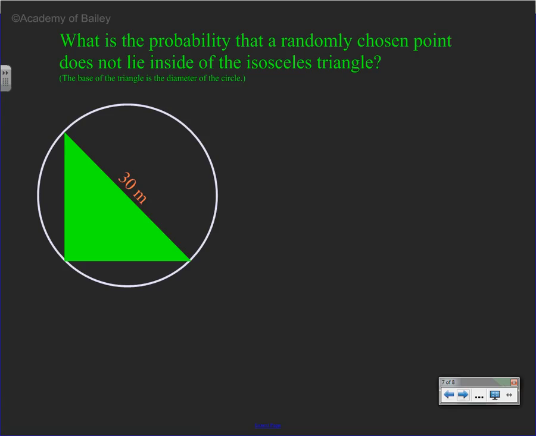Okay, and we have a circle. The circle has the diameter of 30 meters. Well, if it has a diameter of 30 meters, what's the radius? The radius is 15. So let's go ahead and put the radius is 15 meters. All right, so we have to find the probability of landing where? A randomly chosen point does not lie inside the triangle. So we say not in the triangle.